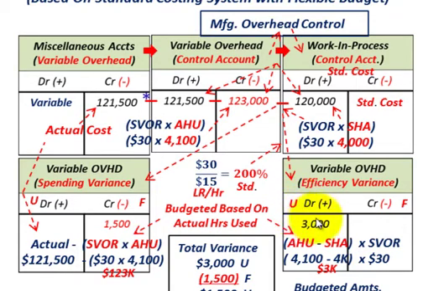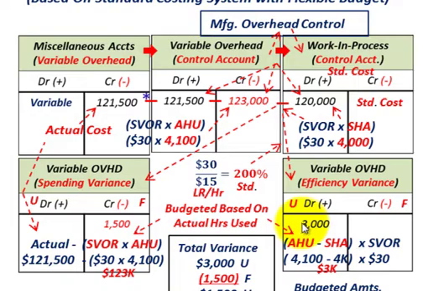Anytime you debit something, that's an unfavorable amount; if you credit it, it's favorable. So looking at our debit, that's simply because we're essentially over budget. We have used 4,100 hours and we were only allowed 4,000 hours. So we had 100 extra hours to account for, times the $30 standard variable overhead rate, $3,000. So that gives us our variable overhead efficiency variance, and it's unfavorable.